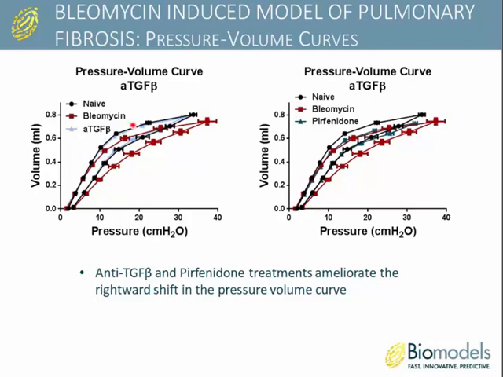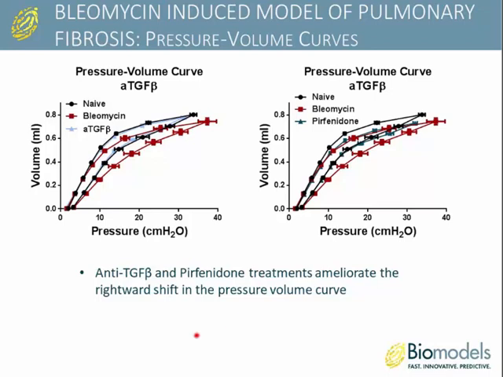And so when animals are treated with bleomycin, this increases the stiffness of the lung, and we see a shift of this curve down and to the right. So if you think about it here, given the same pressure, you don't reach the same volume. So this lung is much more stiff, and you can imagine that this would make it much harder to breathe in this circumstance. So then when you treat with anti-TGF-beta or pirfenidone, you see a shift of this curve back up towards the naive curve, showing that there's been an improvement in lung function.